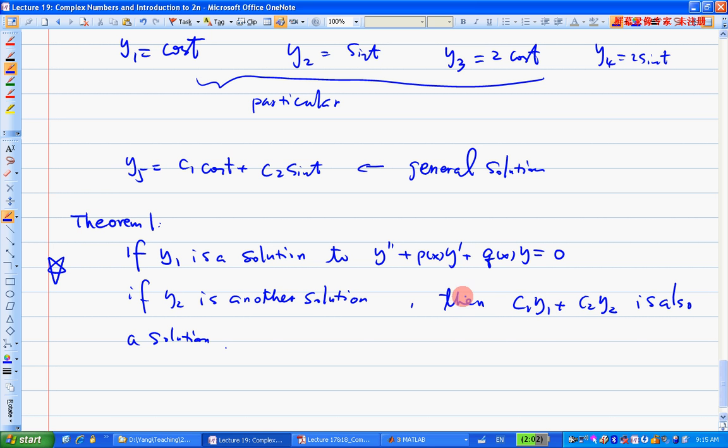But you've got to be careful though. I said this is a solution, but I didn't say that this is a general solution. So we're not there yet. Be careful of this. We're just saying this is a solution. Before we reach that stage of general solution, we need to give you one more theorem, theorem number 2.